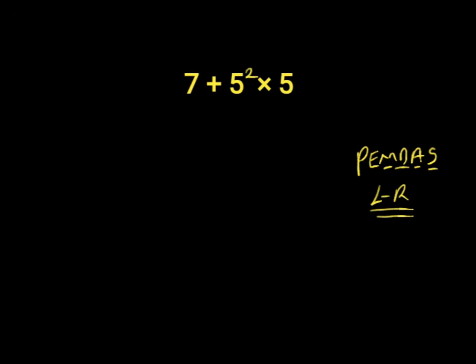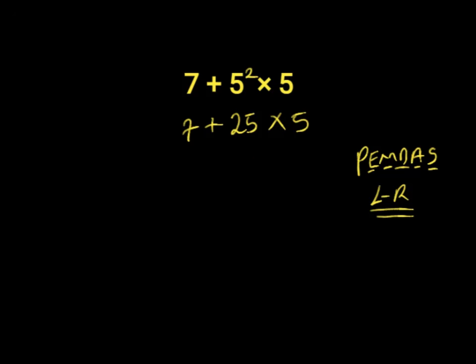First of all, we are going to solve our exponent because it comes first. Our exponent is 5 to the power of 2, which is 5 times 5. It will give us 25. Then we'll put down our 25 here. Look down our 7 plus 25 times 5. Now, we have an addition and a multiplication. We are going to solve our multiplication first because it comes before addition.